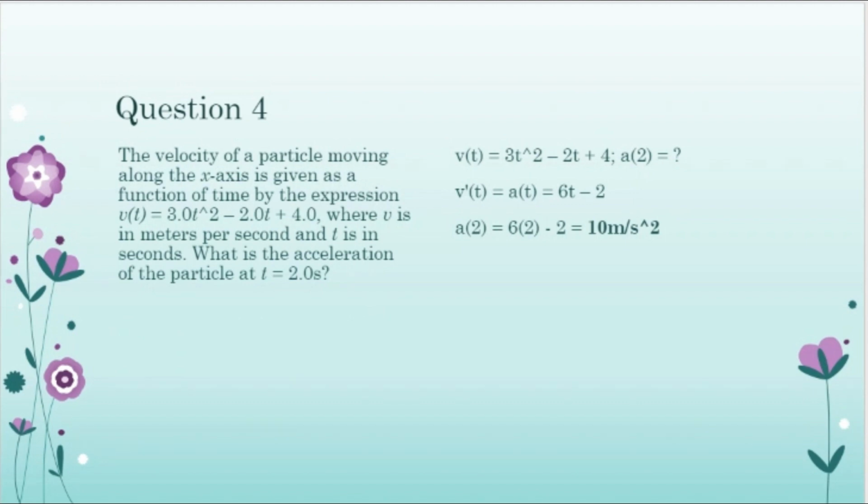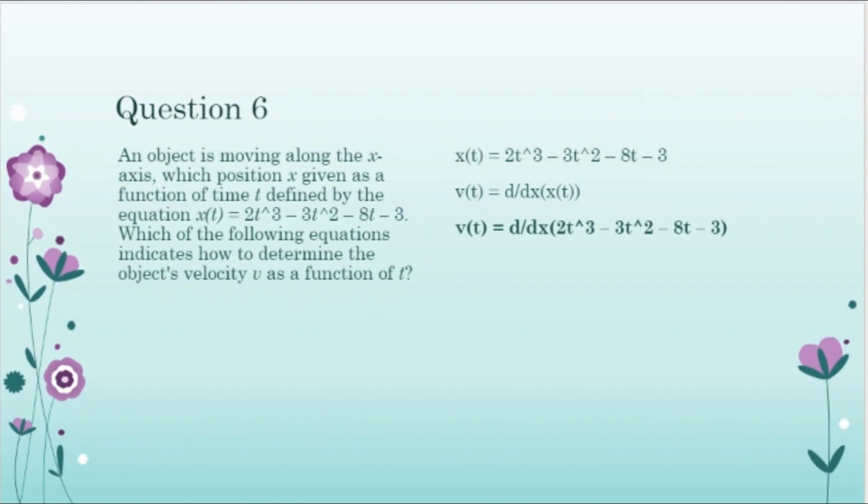So then on to question 6 in the packet. It says an object is moving along the x-axis, whose position x is given as a function of time t, defined by the equation x(t) = 2t^3 - 3t^2 - 8t - 3. Which of the following equations indicates how to determine the object's velocity v as a function of t?